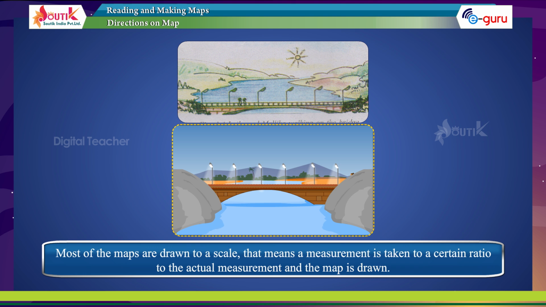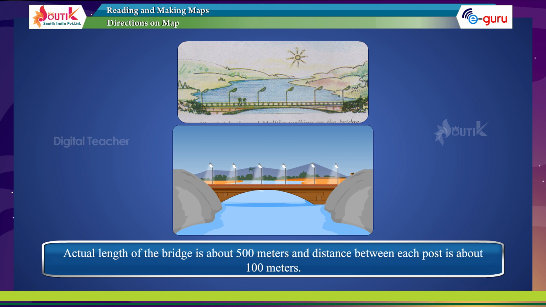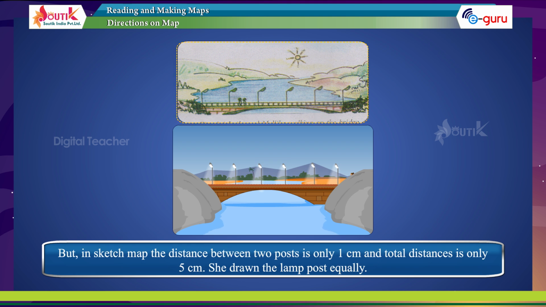Most of the maps are drawn to a scale. That means a measurement is taken in a certain ratio to the actual measurement and the map is drawn. The actual length of the bridge is about 500 meters and the distance between each post is about 100 meters. But in the sketch map, the distance between 2 posts is only 1 centimeter and the total distance is only 5 centimeters. She drew the lamp posts equally.